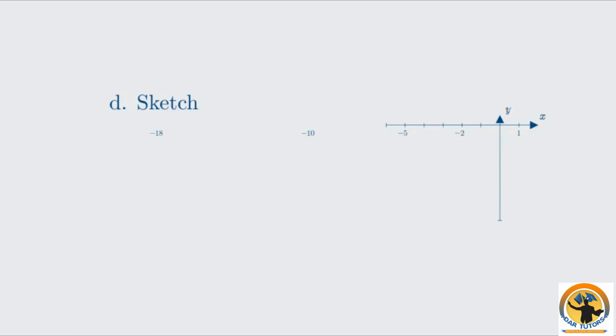We have an upward opening parabola with its vertex at (-2, -18), a y-intercept at (0, -10), and x-intercepts at (-5, 0) and (1, 0). The axis of symmetry is the line x equals -2. This systematic approach ensures an accurate sketch every time.